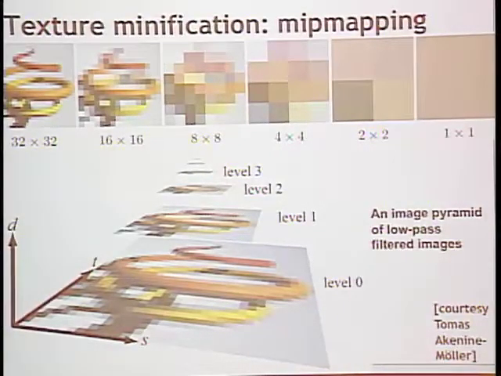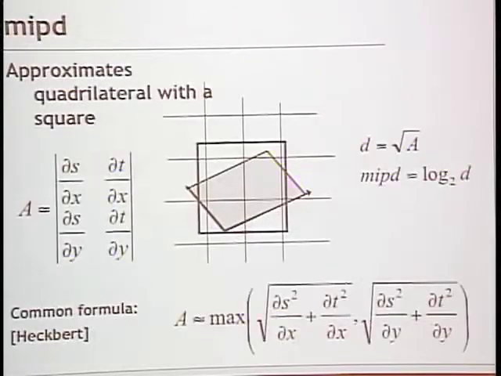So we're using this sort of hackish thing to figure out what the right area of a pixel is. But it's really easy given that we already have these derivatives now. We calculate the derivatives, it gives us the area of this pixel, and then we can use the area of the pixel to figure out where the right place is in this MIP map pyramid.